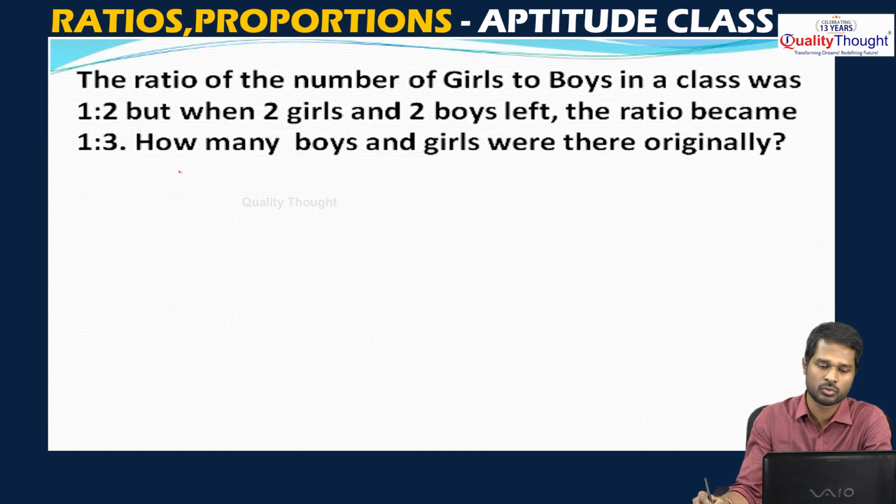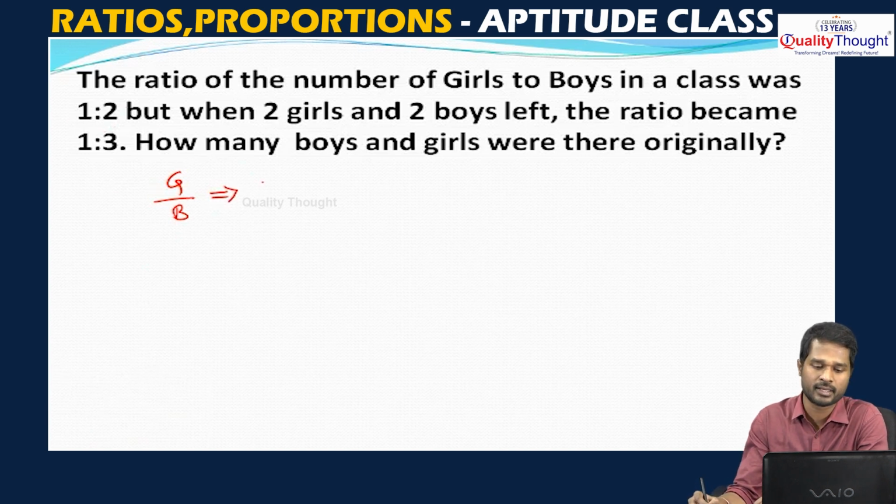See, he has given the ratio girls is to boys. Originally he has given the girls to boys ratio as 1:2. I'll write it as x and 2x. This ratio we have written as 1:2 is the original ratio of girls and boys. So I wrote 1 as x and 2 as 2x. Now what happened, 2 girls are left, and from the boys also 2 boys were left. So when 2 girls and 2 boys left, the new ratio of girls and boys has become 1:3.